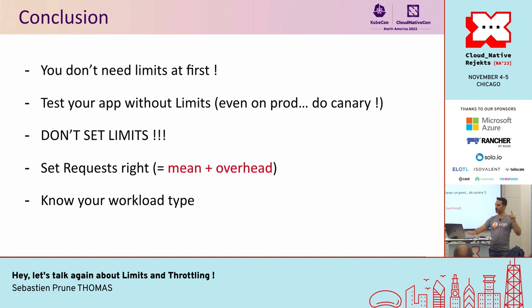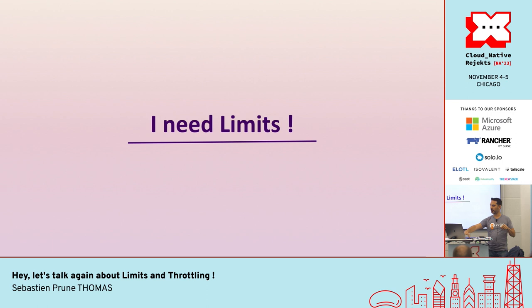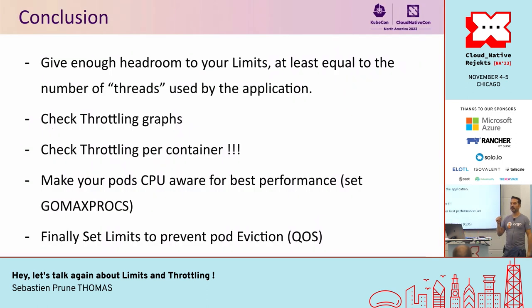But be careful. If you don't set limits, what may happen is you consume more than your request, and you get elected as a candidate. When there is no more available CPU time on the node, the system may decide, okay, I don't have enough CPU, I need to kick someone off the node. And if you don't have limits set, you're kind of the first candidate to be kicked off the node. So be mindful of that.